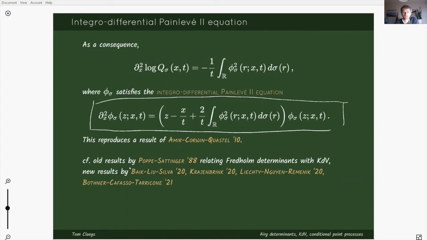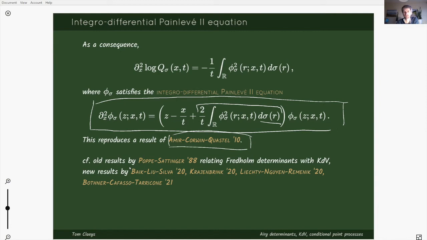Because this is a non-local term in the differential equation. So if here you would just have a Dirac measure instead of these sigma, then this would be the Painlevé II equation. But now it's an integro-differential, a non-local version of Painlevé II, which was in fact also found by Amir, Corwin, and Quastel using different methods.